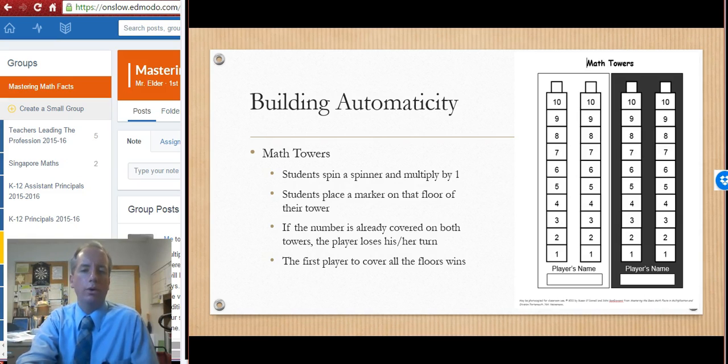They're going to spin the spinner, they multiply whatever they get by 1, and they put a marker on that floor. So if they get a 9, they don't just go up to 9. They're just putting a marker on the 9. So if I spin a 9, I get to put it there. My partner spins, he gets an 8, he puts it there.